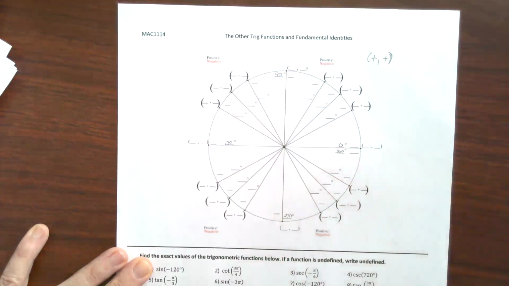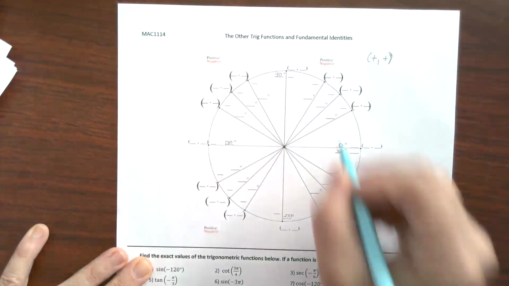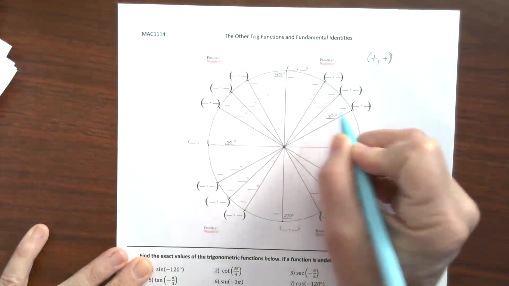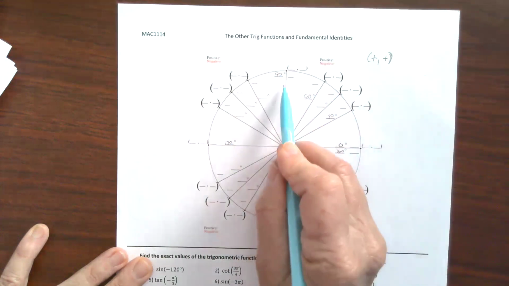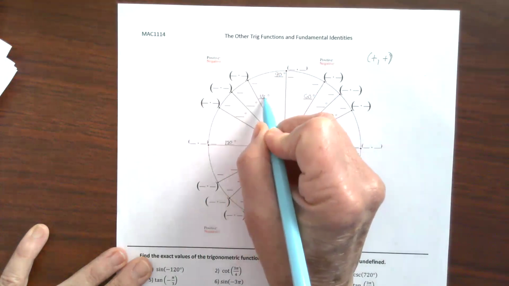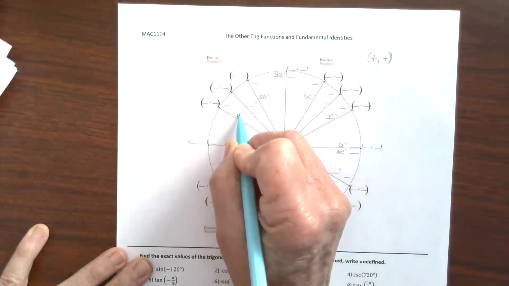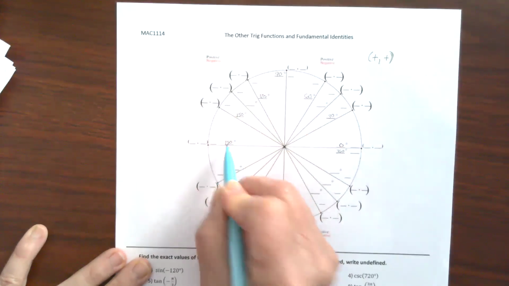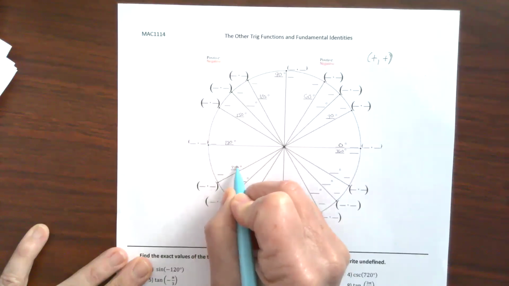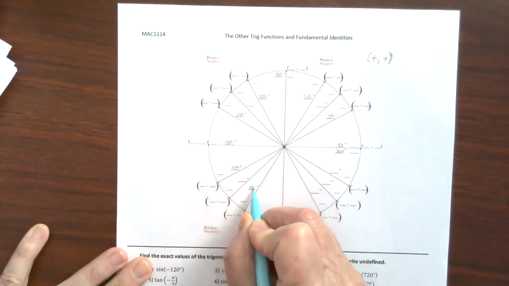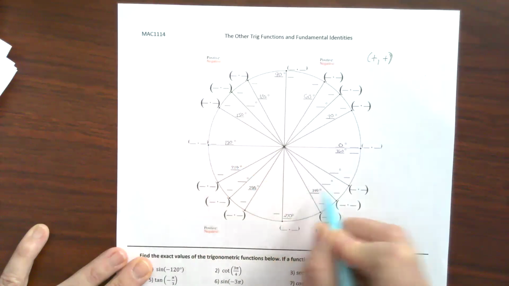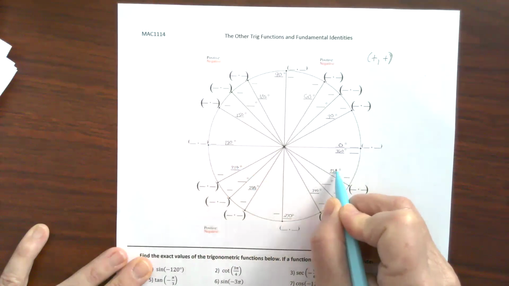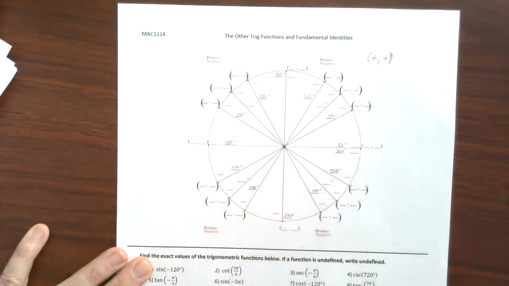And then the important angles go by 30. So this is 30. Skip the middle one. This is 60. Plus another 30 is 90. Plus another 30 is 120, 150, 180, 210, 240, 270, 300, 330, and then 360.